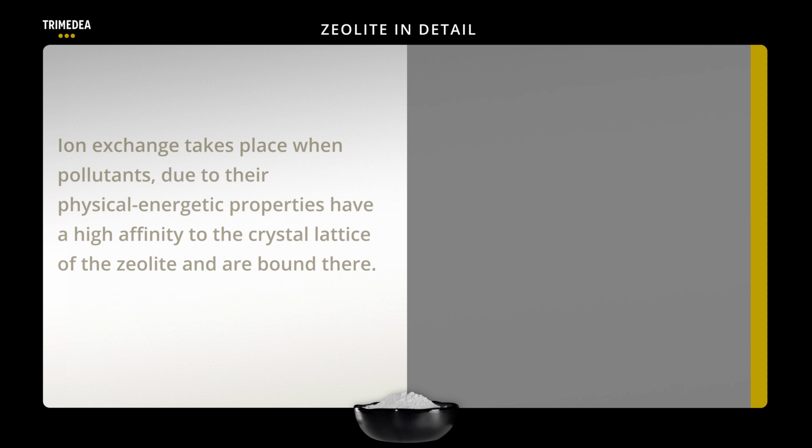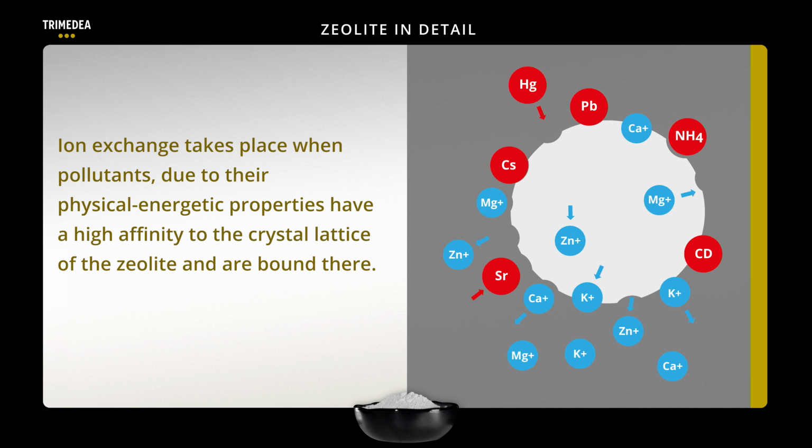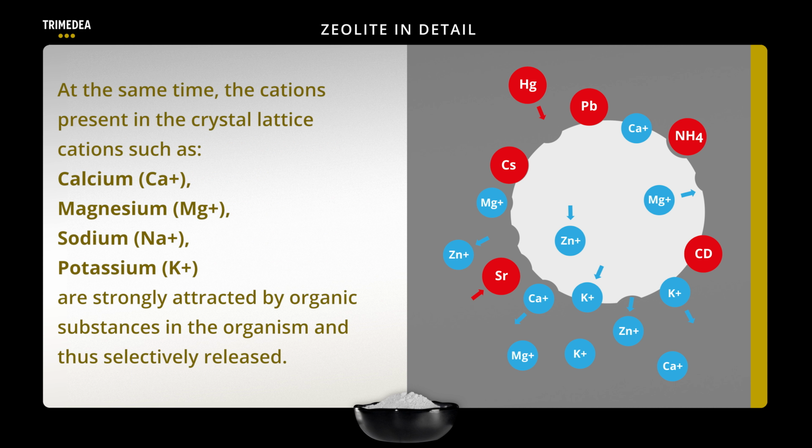The ion exchange takes place because pollutants have a great affinity to the crystal lattice of the zeolite due to their physical and energetic properties and are bound there. At the same time, the cations in the crystal lattice, such as calcium, magnesium, sodium, and potassium, are strongly attracted to the organic substances in the organism and thus selectively released.